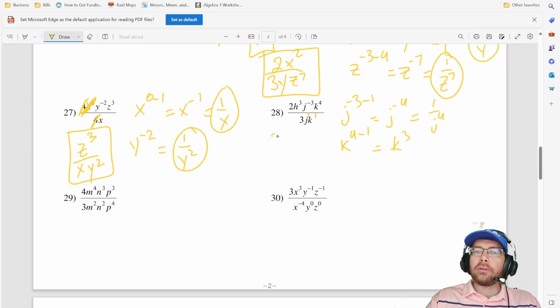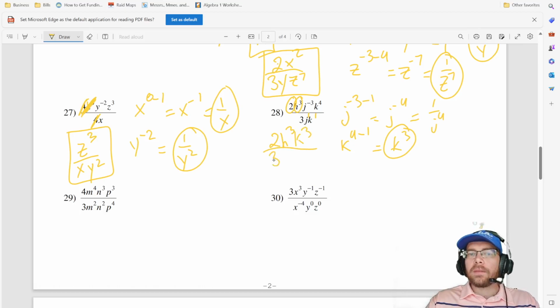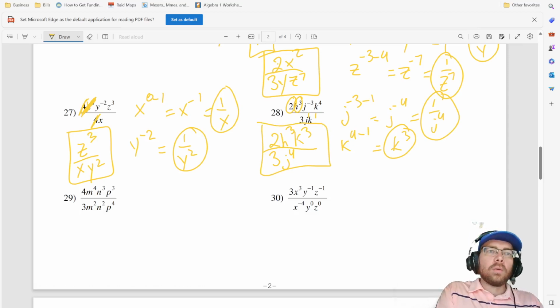So then it's going to be 2 h to the third. The j's I consolidated. J's in the denominator, so that's not going to be up there. And then the k's I consolidated as well. There's a k to the 3 in the numerator. What's on the bottom? Okay, well, there's a 3. The j's I consolidated, and it's a j to the 4. And the k's I did as well, but the k's are up top. So there we go.